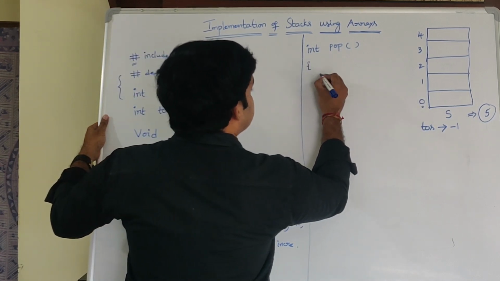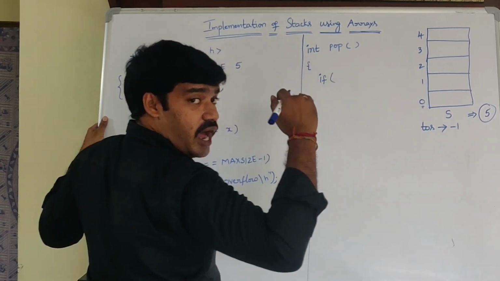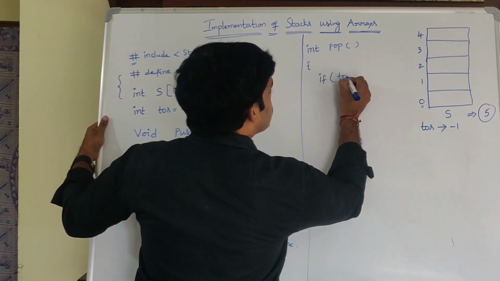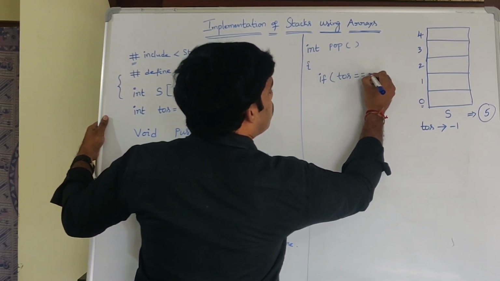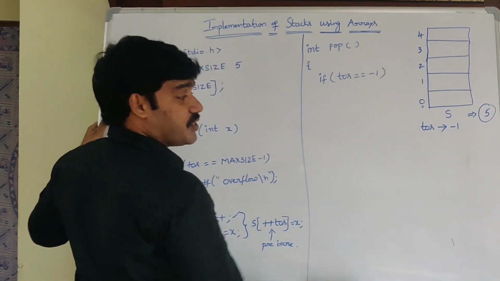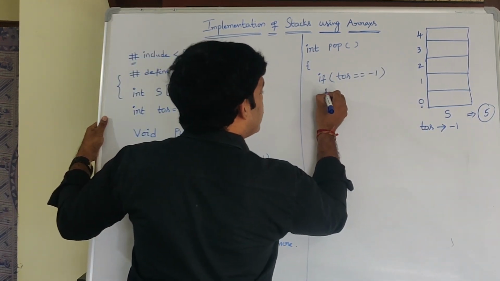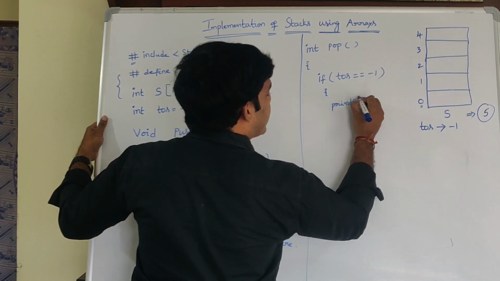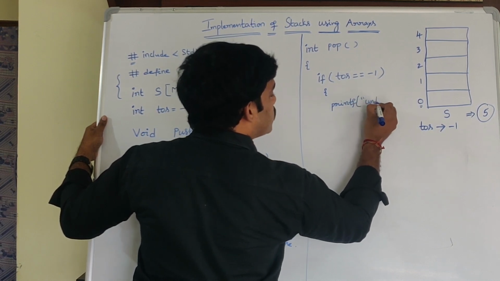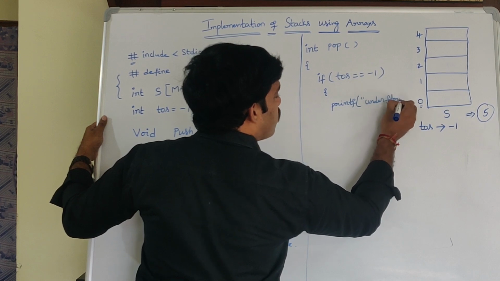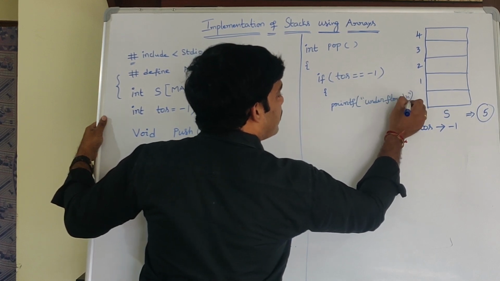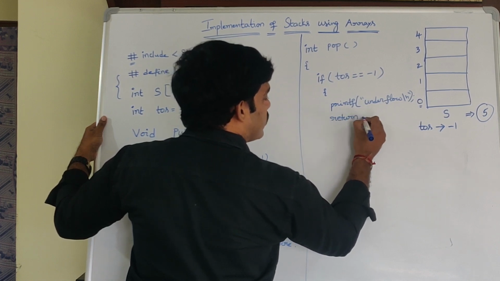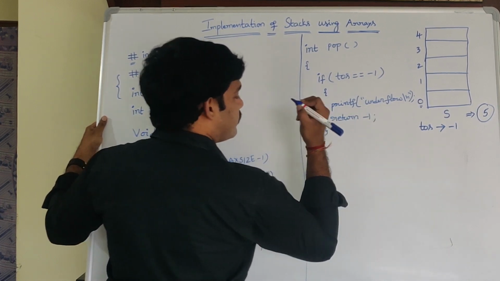What is the first condition? Whether the stack is underflow or not. What is the condition? TOS equal to -1. So if TOS is equal to -1, that indicates printf underflow. The stack is empty, not possible to delete an element. Why? Because there are no elements in the stack. Then return -1.